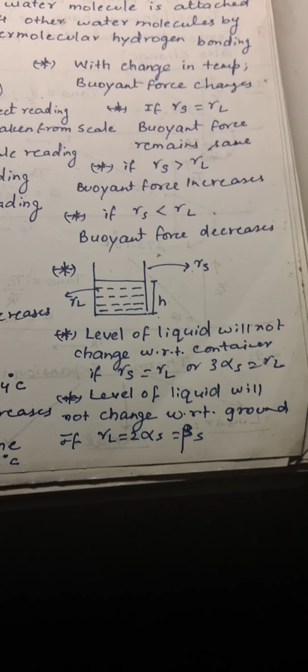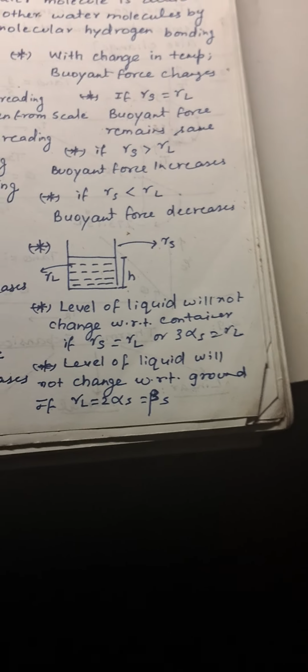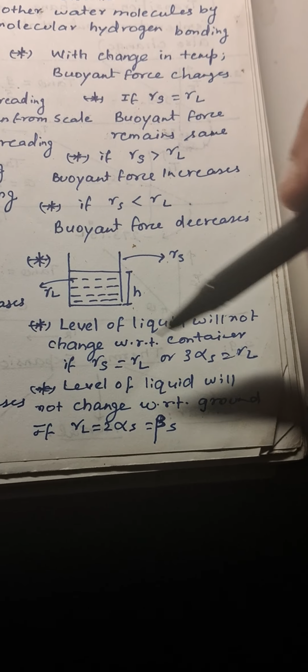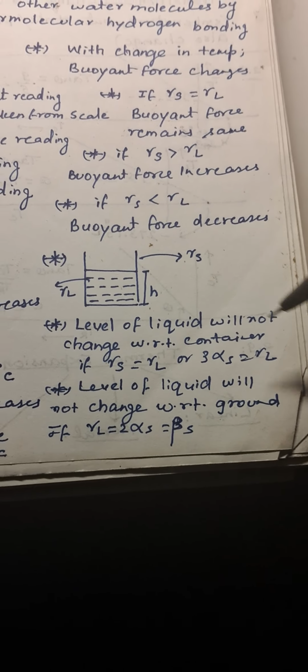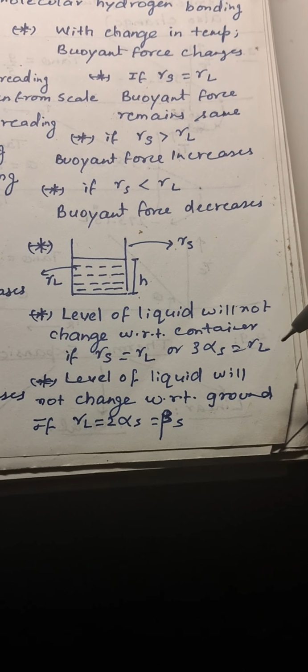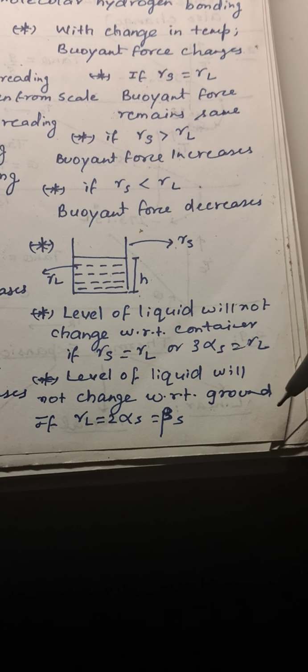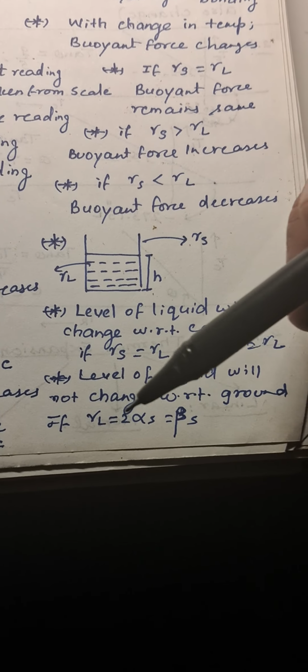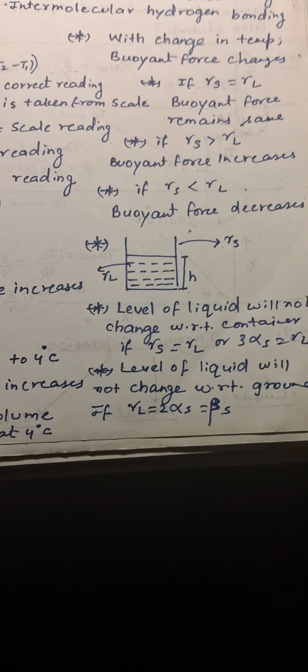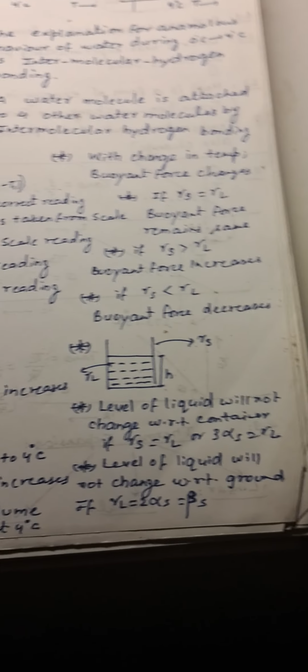Now we have level of liquid based problems. Level of liquid will not change with respect to the container if gamma solid is equal to gamma liquid, and level of liquid will not change with respect to the ground if gamma liquid is twice alpha solid or beta solid. These are some of the patterns which we can decode through this.